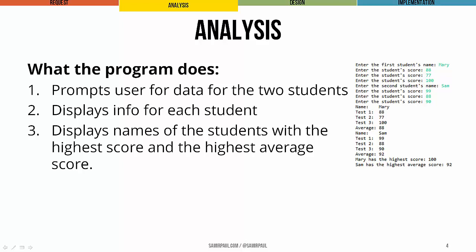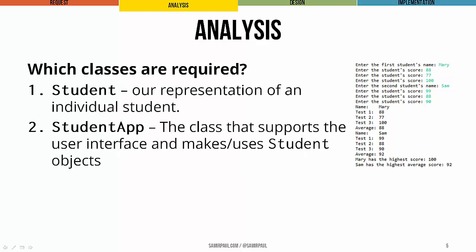But for the sake of design, let's think carefully about what classes we will need for this. Our needs suggest 2 classes. We, unsurprisingly, need the student class that we looked at earlier in this unit. And second of all, we need student app, which is the class that supports our interface and which will actually declare and manipulate these 2 student objects that we're going to compare. In this example, Mary and Sam.